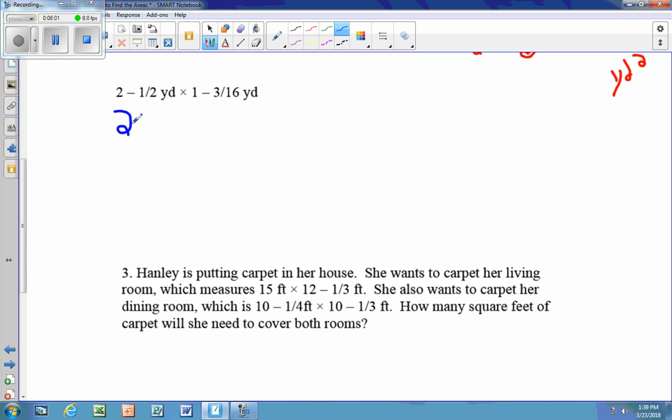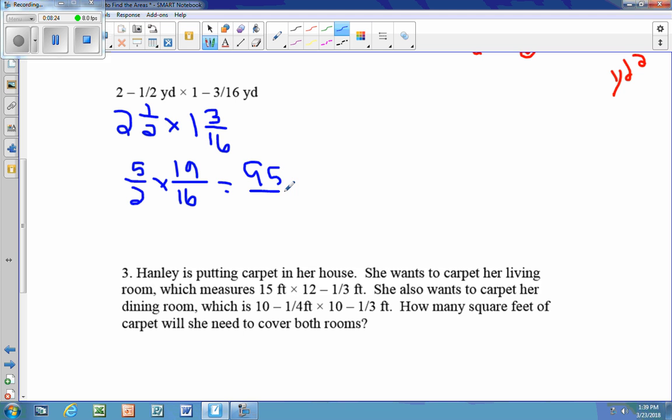Next, we have 2 1/2 times 1 3/16. We're going to turn them into improper, which would be 5/2 times 19/16. And when we do that, we end up with 95/32. And we can't leave them improper. So instead of leaving it improper, I have to divide 32 into 95, and I end up with 2 31/32 yards squared.